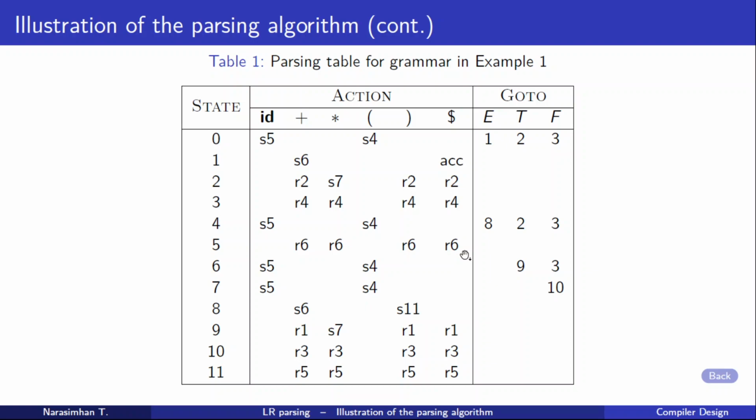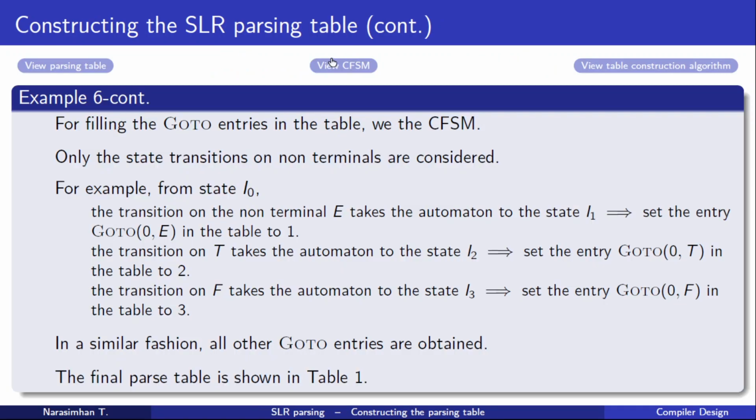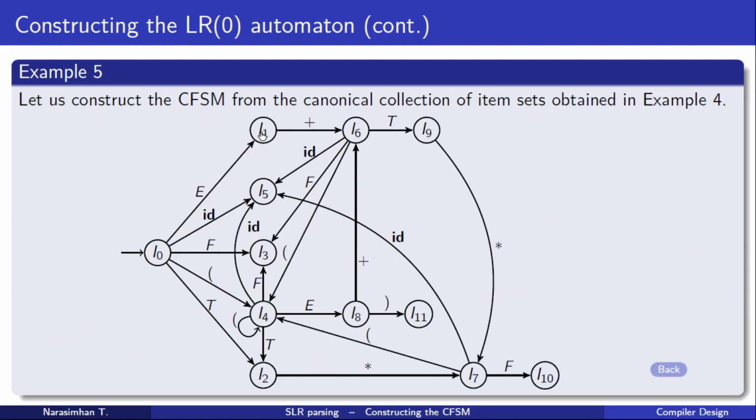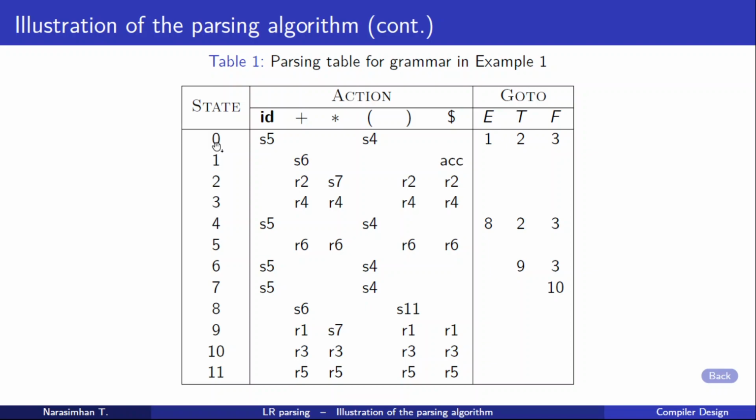Now what about the go to part? As I told earlier, the go to part will just concentrate on the non-terminals. So I0 on E takes you to I1, I0 on T takes you to I2, I0 on F takes you to I3. So what should we write? State 0 on E, you don't write it as I1, you just write 1. Mention just the state number. 0 on T is I2, so write 2. 0 on F is I3, so just write 3.